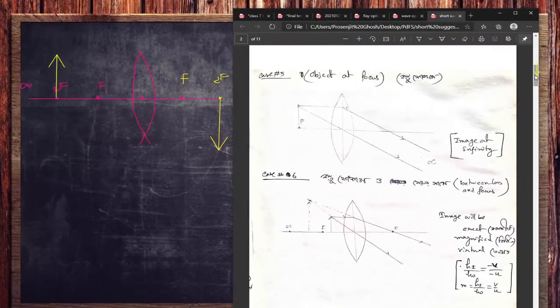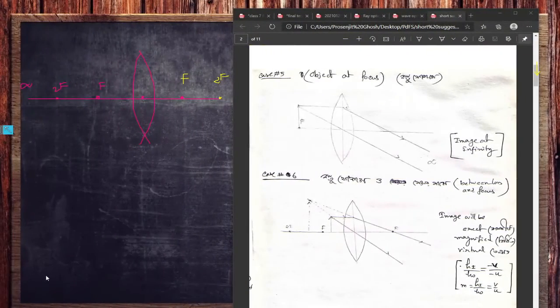If you put the object at focus, what will happen? We already learned that if the light rays coming from infinity fall on the lens, they get converged at focus. If the object is right now at focus, then you can see that the image will be at infinity.